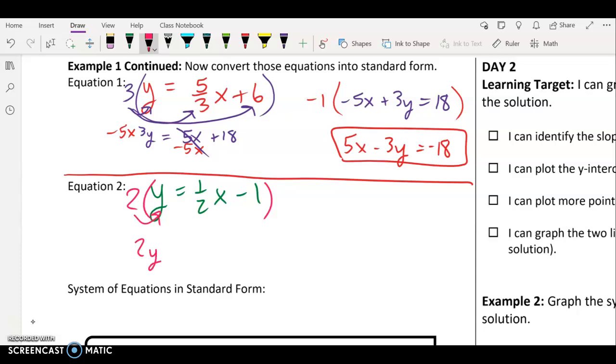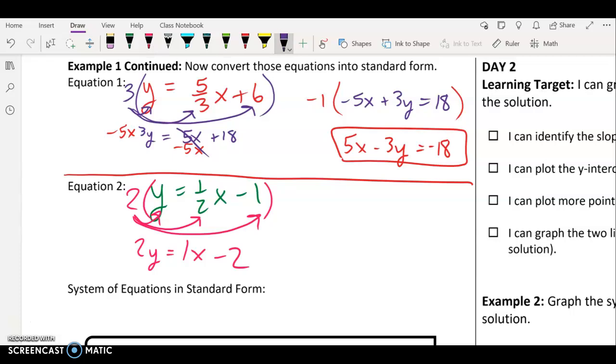2 times y is 2y. 2 times 1/2 x is 1x. And 2 times -1 is -2. Now remember that when you're multiplying, you can use your calculator, especially with fractions. I'm going to write it up here.